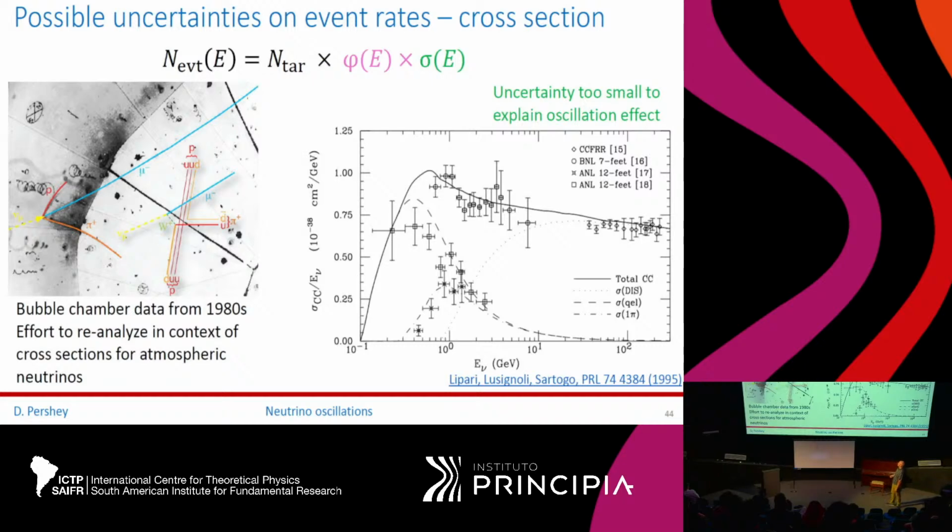So the next thing that we really have to do is think about this number of events calculation and cross-check the cross-section. When Super-K data came out, we started hacking into old bubble chamber data from the 1980s, which give you really beautiful pictures of neutrino interactions. So here is a meson producing a pi proton and a pi plus.